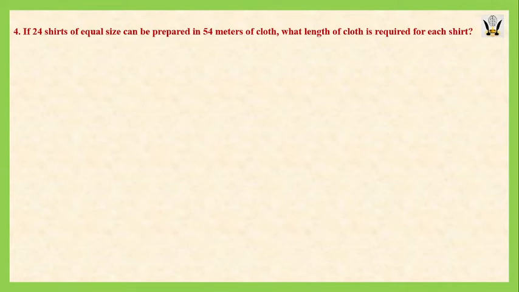Here it is written in the problem statement that if 24 shirts of equal size can be prepared in 54 meters of cloth, then what length of cloth is required for each shirt? That means if we assume that for each shirt the cloth that we need is x, say meter, here the unit is meter. So for each shirt the cloth required is x meter, and in total we are making 24 shirts. So 24 shirts means 24 multiplied by x. So this much cloth we will be requiring, and that value is how much?